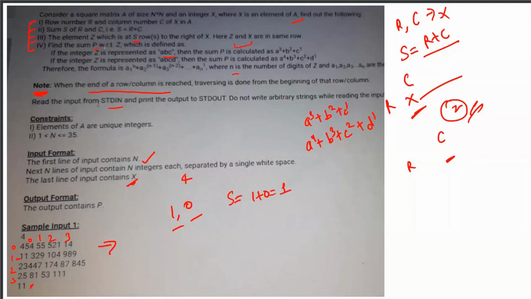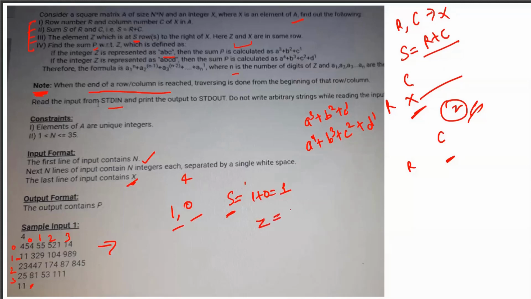The next task is to find the element z, which is s rows to the right of x. So z and x are going to be in the same row. If they are in the same row, as of now the s value is not out of the bound, right? This is not exceeding the limit, since the last element that you will be getting would be at position n minus 1. So it is not exceeding that bound.